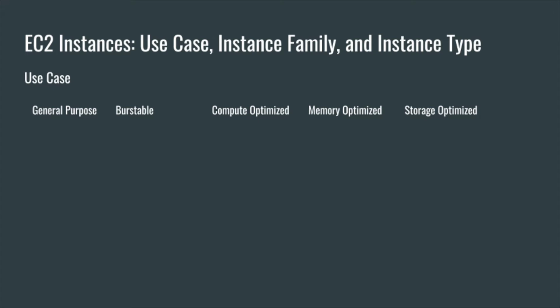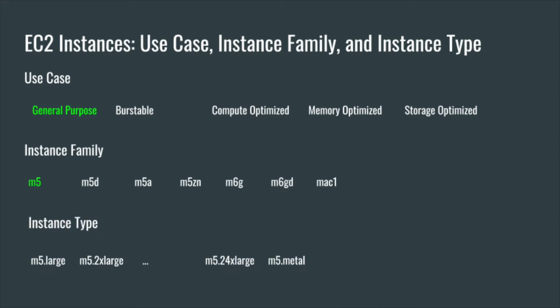First, a quick sidebar into a detail about EC2 instances. EC2 instances are categorized based on a use case. They are then subcategorized based on an instance family. They are finally subcategorized based on an instance type.